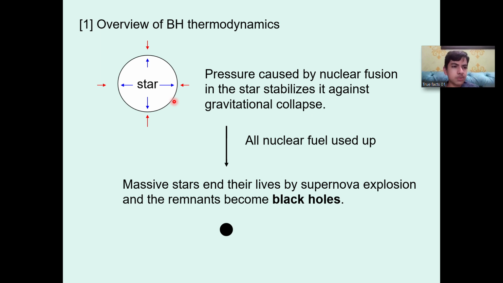There are multiple types of explosion. We have discussed it already. One of them is the supernova explosion. When stars go through the supernova explosion, the remnants of the star convert into a black hole.